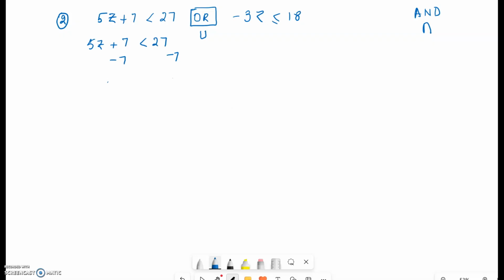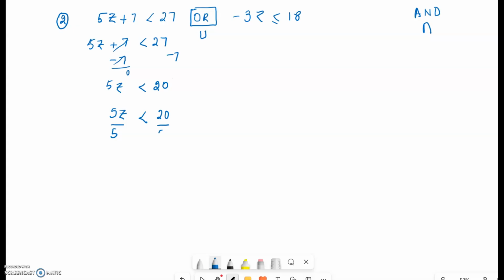So that would be 5z plus 0. These two cancel each other out and you get a 0. And that gives you 5z is less than 27 minus 7, which is 20. We're going to divide both sides by the positive number 5. If you divide by the positive number 5, the direction of the inequality is unchanged.